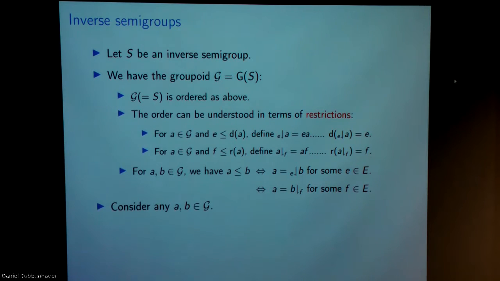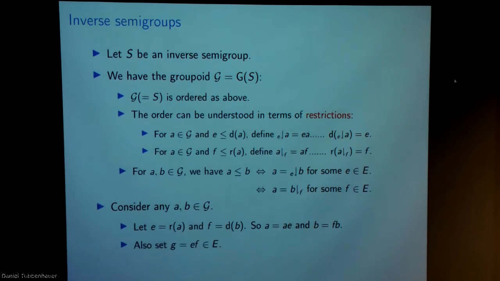Okay, and now imagine we've got any two elements of our groupoid which we want to compose. We're going to let this be E, this be F. Then A is AE because E is the range of A. Similarly, B is FB. So we're going to let G be the product of these guys, which remember is the meet. That's right. So that's below both of them.